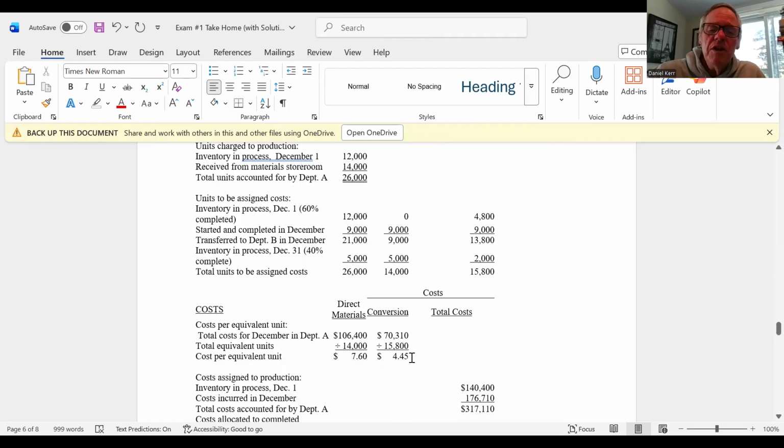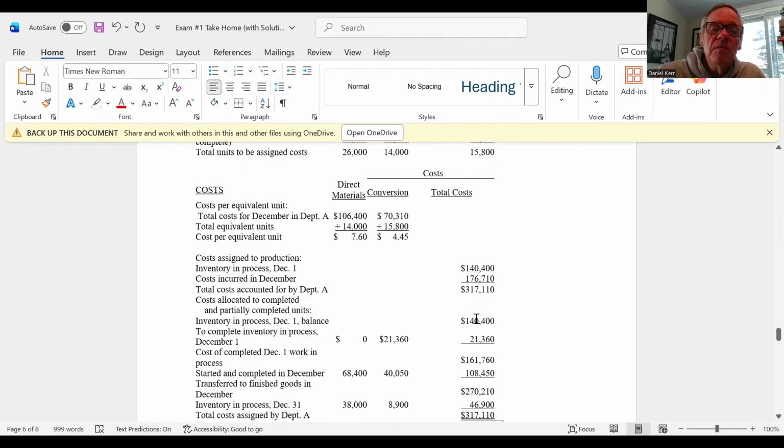And most of you did pretty good up to this point where you got the cost per equivalent unit. So you had materials cost of 106,400 divided by 14,000 equivalent units. So your cost per equivalent unit of materials is 760. Your cost of equivalent units per conversion cost is 70,310 divided by 15,800, which gives you $4.40.